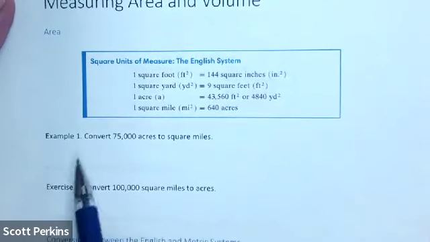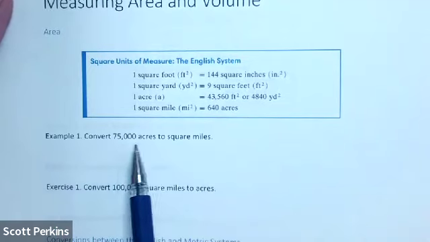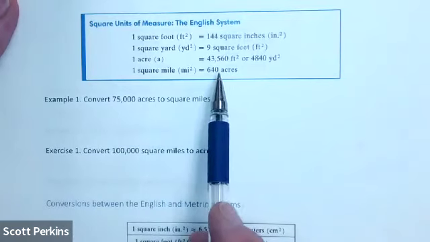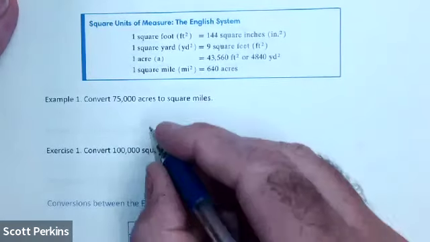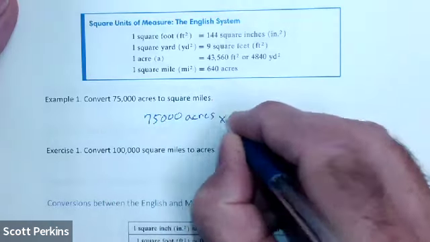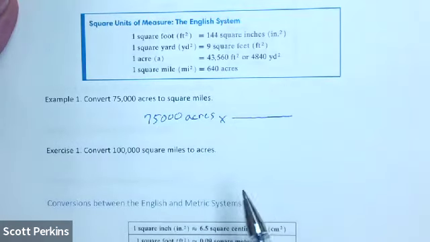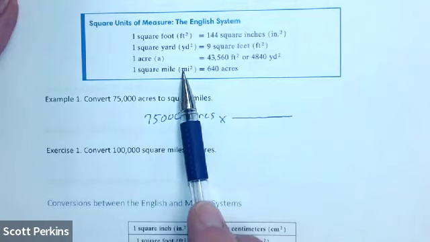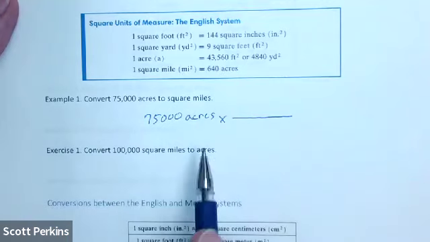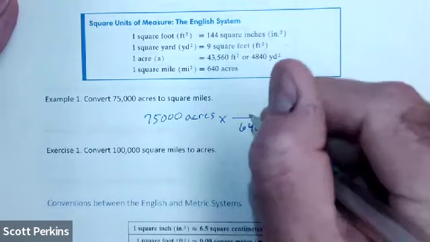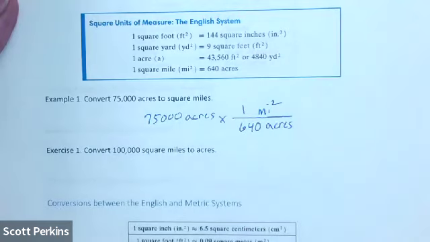So here we go. I'm going to convert in this example 75,000 acres to square miles. I am fortunately given a direct conversion. I've got 75,000 acres. I'm told in the box that 640 acres is 1 square mile, which I'm going to write as the abbreviation. Just like before, I've started with acres. I want that to go away. So I'm going to put the 640 in the denominator and then the 1 square mile in the numerator.